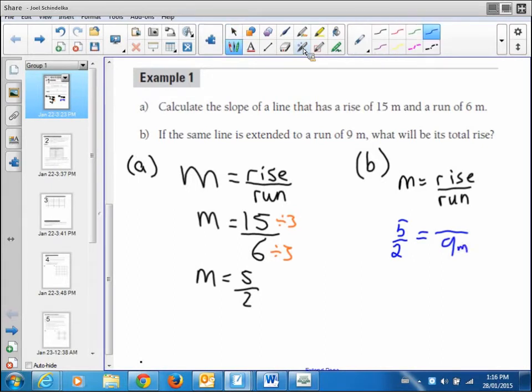So 9 meters, I don't need the M in there. I want to find the rise. I'll call that X. We know how to solve this equation, right? You know how to solve this equation too, right? Come up with an answer for me, and then I'll start on the next stuff after.